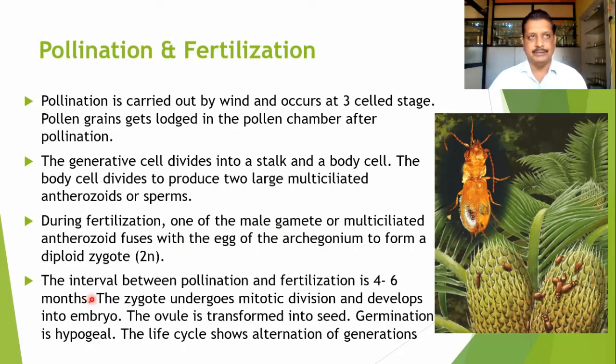So you can imagine how long the fertilization takes. Once the pollen grain or microspore is deposited in the pollen chamber, it may take 4 to 6 months to fertilize the ovule. So the overall process is quite slow. The germination of this particular ovule is of the hypogeal type, and the life cycle normally shows alternation of generations.